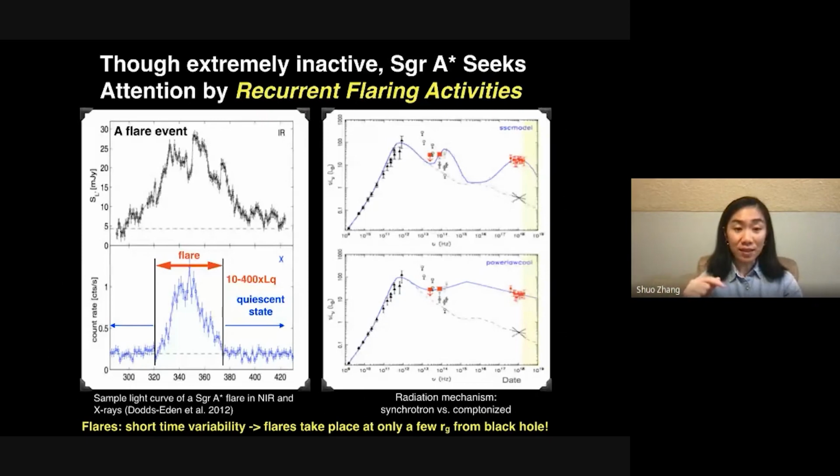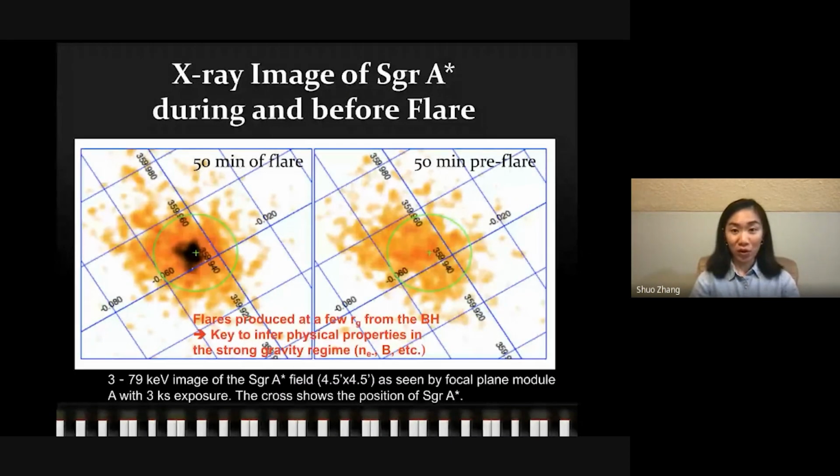So what's really cool about these flares is that the shortest variability timescale, where you can see obvious changes in brightness, is as short as 100 seconds. That corresponds to a very small spatial scale, meaning flares can only take place at a few gravitational radii from the black hole. All right. So everybody wants to know what is going on there, so close to the black hole itself.